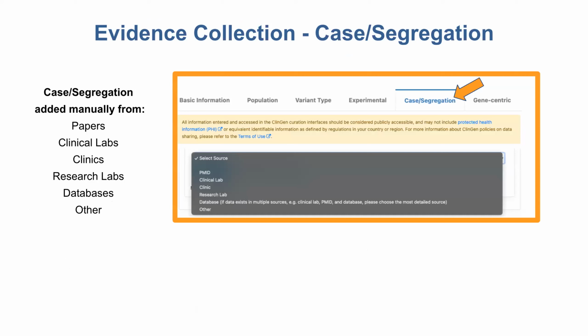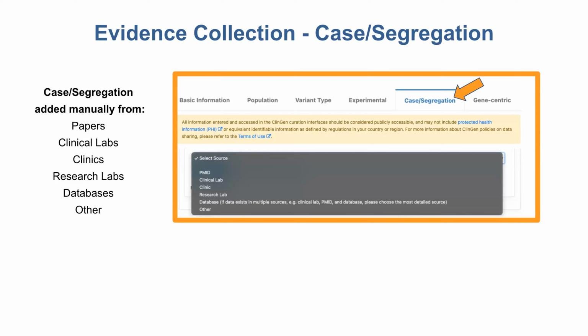The next tab we have is the case segregation tab. Evidence is again added in here manually by curators, but this time it's not restricted to just papers. Indeed, you can add in evidence from clinical labs, from research labs, clinics, databases, etc., by selecting the appropriate source from the pull down.